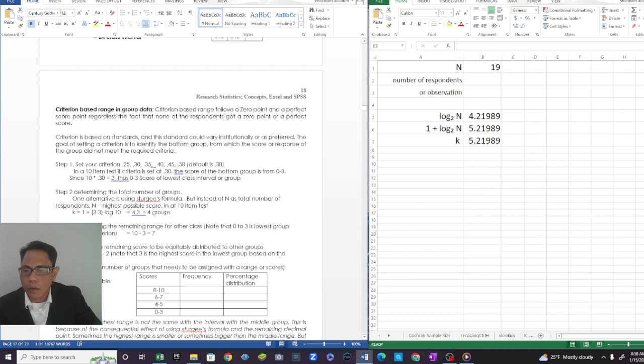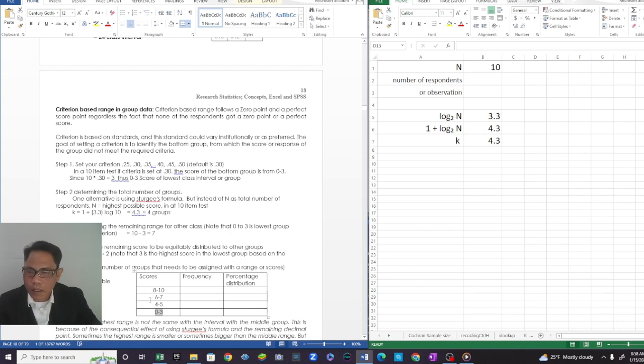Now we have to determine the number of groups. One alternative is to use Sturgeon's formula, but instead of n as the number of respondents, n is the highest possible score, which is 10. So you have 4 groups. Next is determining the range of the other class. Note that 0 to 3 is the lowest based on the criterion. So we have 0 to 3.